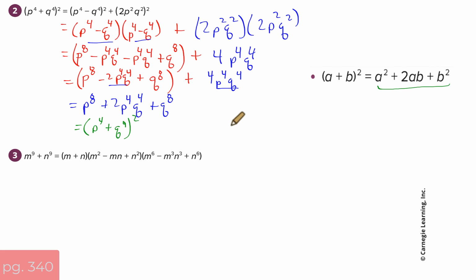That's what this whole thing equals, because that would equal A squared, which would be P to the fourth squared, plus 2 times P to the fourth, Q to the fourth, and then Q to the fourth squared, which would be B squared. That's what that all equals. And if you notice, that's what we have over here. The trick to this one is being able to go from here to here, recognizing that this is one of those identities that we have.